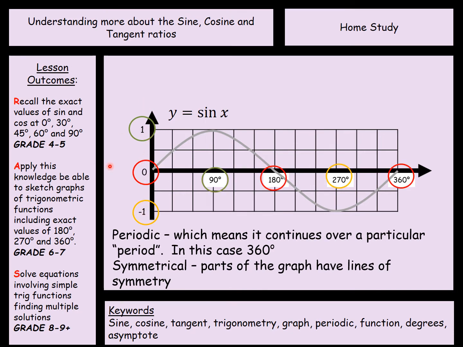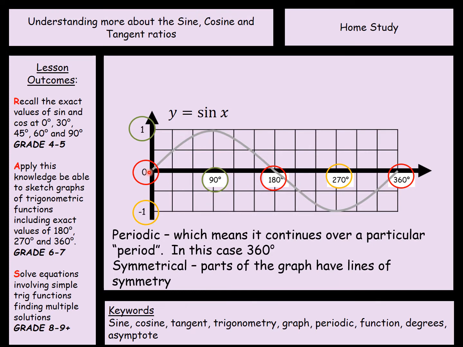Some of the key bits of information you need to know from the graphs as well. At 90 degrees, it's at its maximum at 1, it comes back down at 180 to be 0, minus 1 at 270, and then back up to 0 at 360. So these are the values that we need to learn in terms of sketching our graph.